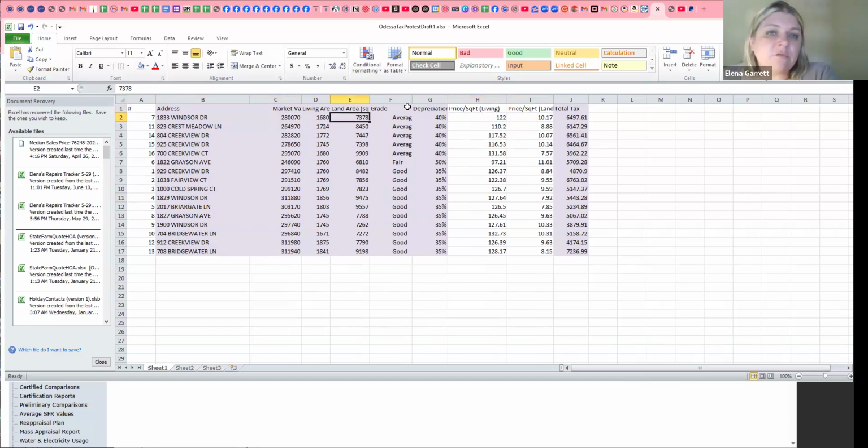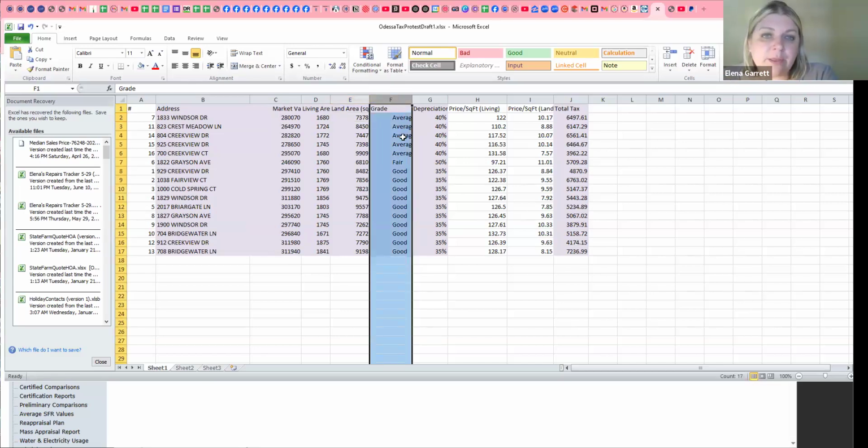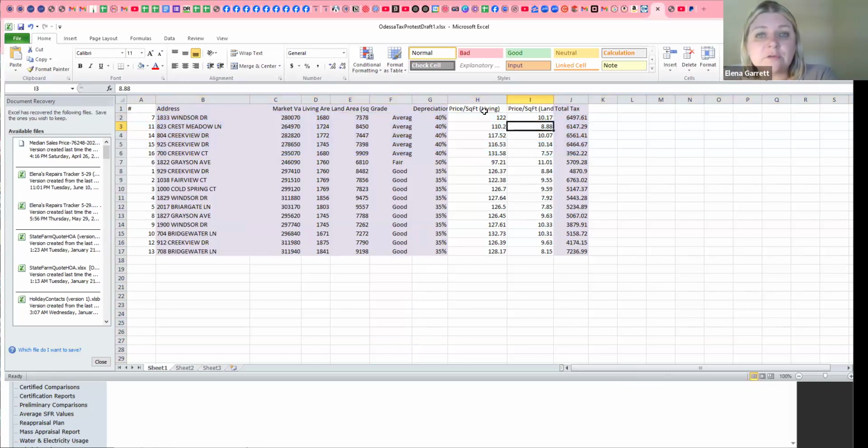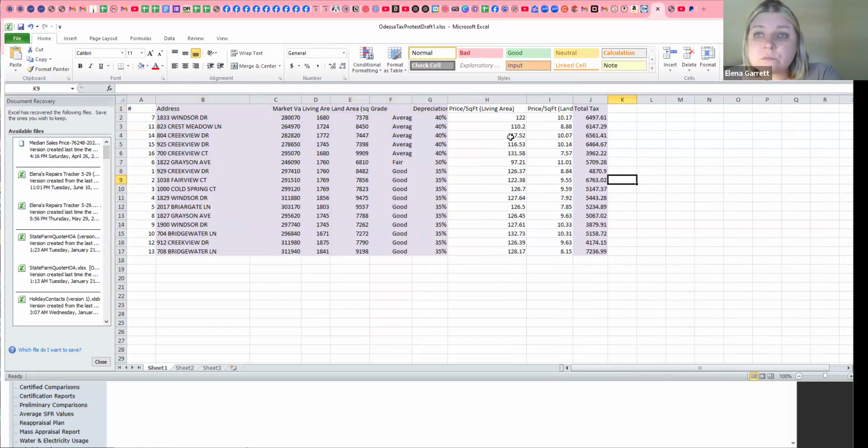And now all I did, and some of them, not all of them, even though they were my neighbors, not all of them were rated the same. Some of them were rated average, fair, good. So I then sorted by their rating because I want to see among the properties that had the same rating as me, which is average, how many had the same valuations on taxes. So for example, we have living area, which means our improvements, our house. My valuation, what I'm paying right now, was $117.